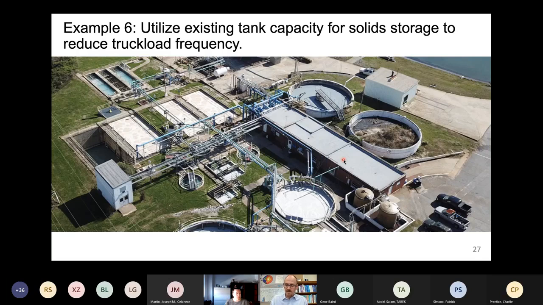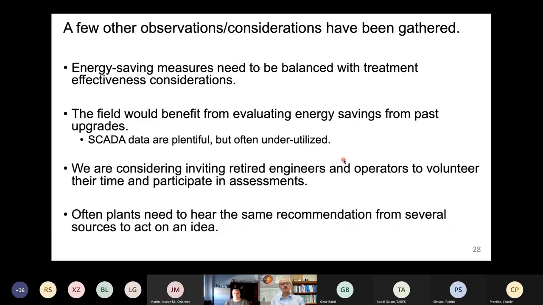Take a look and see if there's anything like this that you can improve. So a few other observations or considerations that we've gathered over the years of doing these assessments. A key thing is energy savings measures need to be balanced with treatment effectiveness considerations.